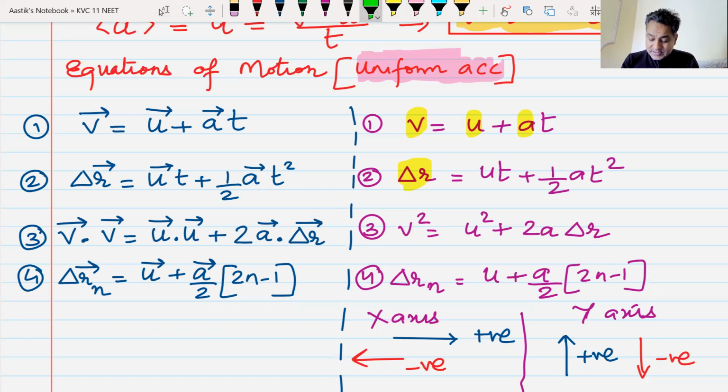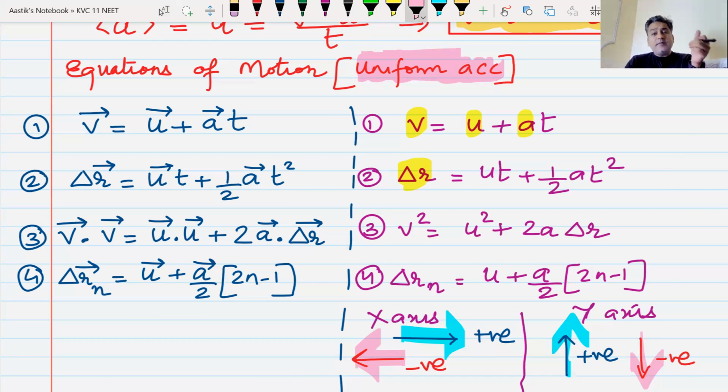I told you anything moving like this will be taken as positive, anything moving like this will be taken as negative, anything moving upwards will be taken as positive, anything moving downwards will be taken as negative. Upward and downward movement will come in motion under gravity, which will come maybe today depending on how many questions you can solve. If I feel confident that you have understood this, then probably we'll move on to motion under gravity as well. Don't worry, we will do enough questions so that you become confident.